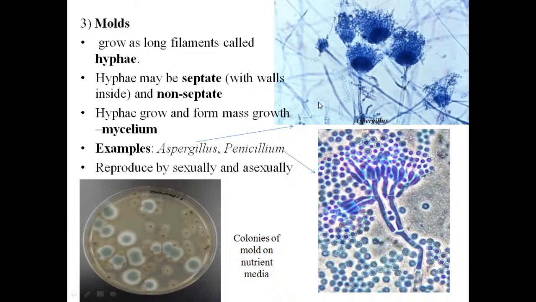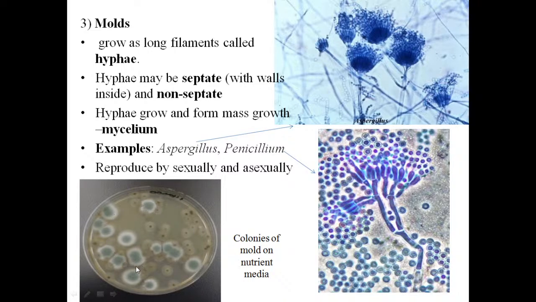Examples of these molds are Aspergillus. In this photo, Aspergillus has non-septate hypha, and Penicillium has septate hypha. You know about Penicillium, this mold was a source for production of penicillin. Penicillin is produced by this fungus. They reproduce in both sexual and asexual ways.